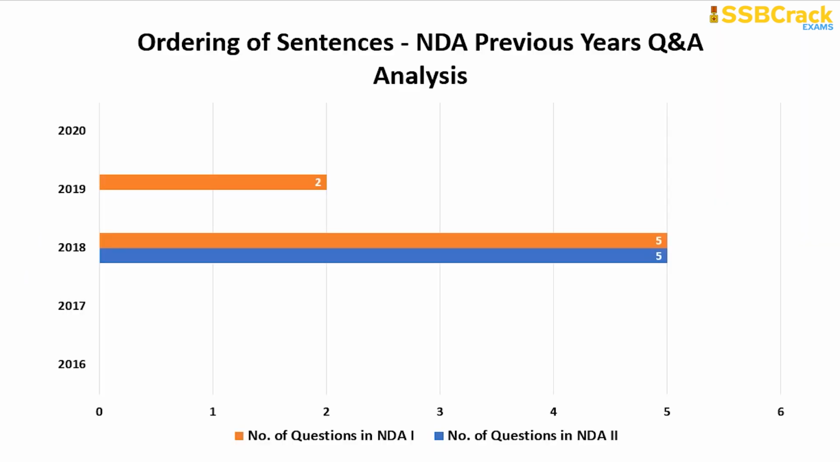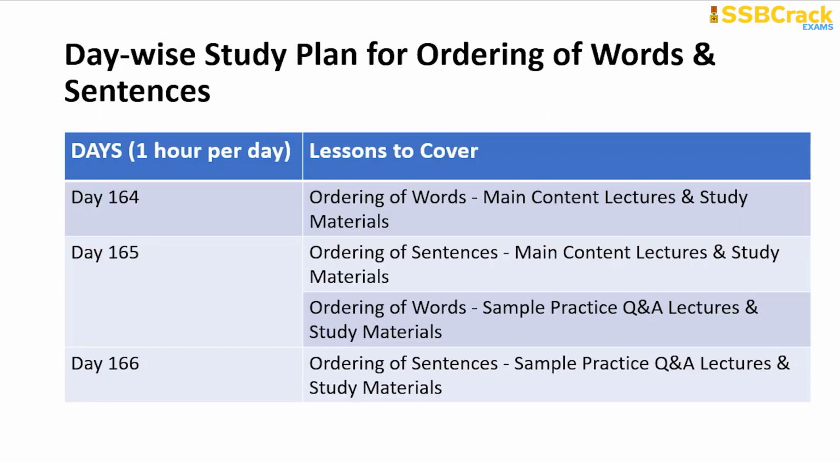Okay, for ordering of sentences, again the chances are very low that you will get them, but you can get them. You can't rule out the chances. As you can see, no questions came in NDA 1 and 2 2020, but in NDA 1 2019, 2 questions came from this topic and 5 questions came from this topic in both NDA 1 and 2 2018. Again, no questions came from ordering of sentences both in NDA 1 and 2 2017 or 2016. So we are going to cover them together and let's see what is the day-wise study plan for ordering of words and ordering of sentences topics.